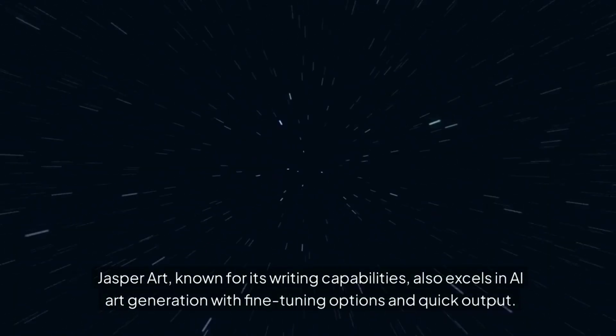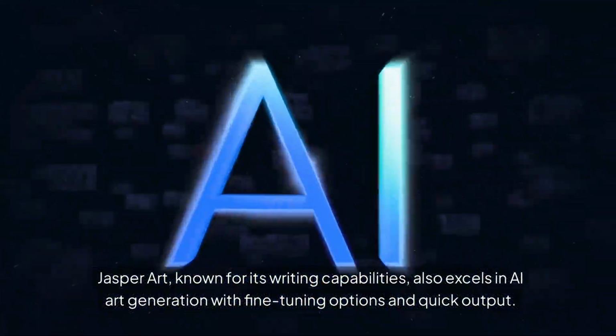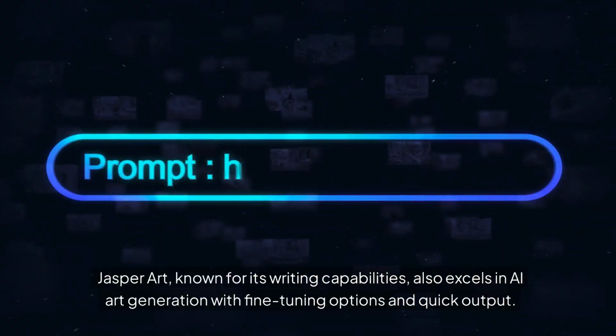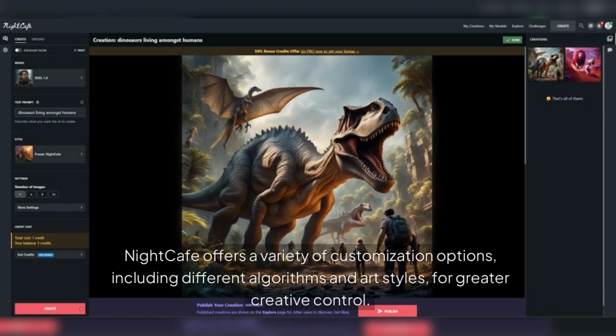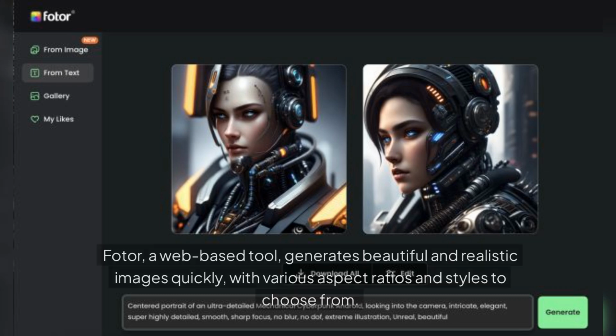Jasper Art, known for its writing capabilities, also excels in AI art generation with fine-tuning options and quick output. Night Cafe offers a variety of customization options, including different algorithms and art styles for greater creative control. Photor, a web-based tool, generates beautiful and realistic images quickly, with various aspect ratios and styles to choose from.